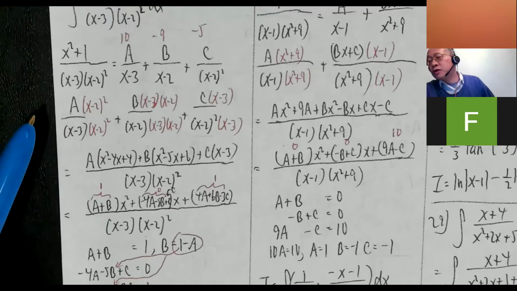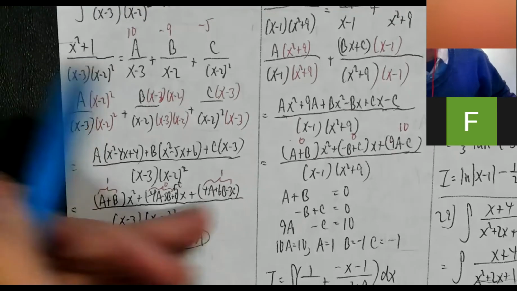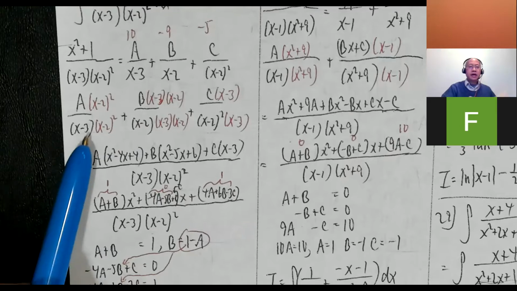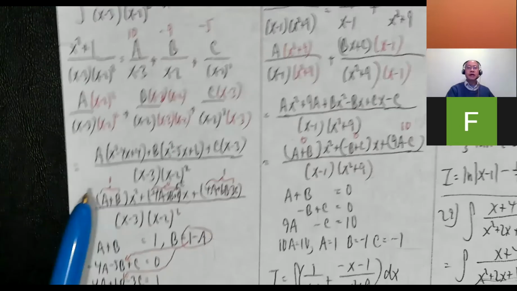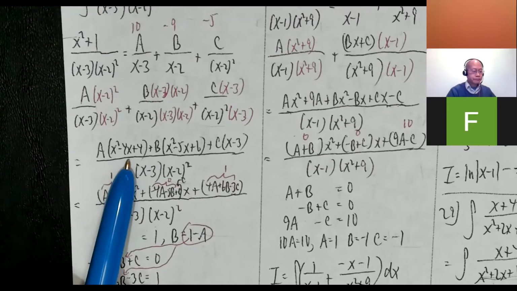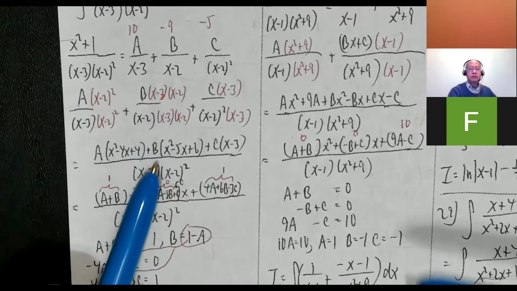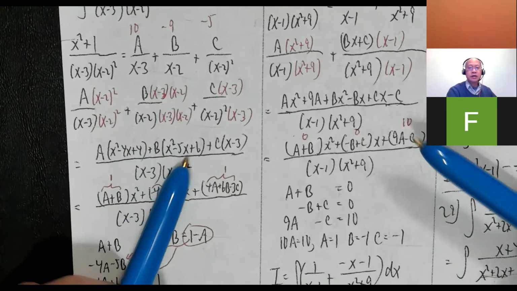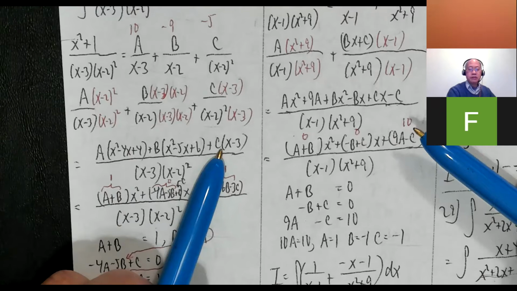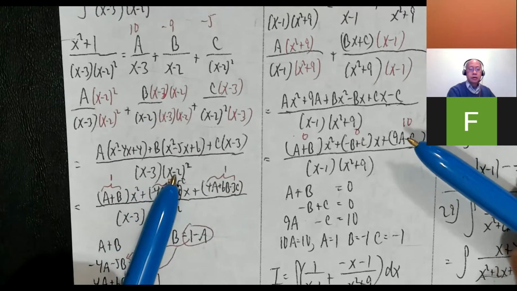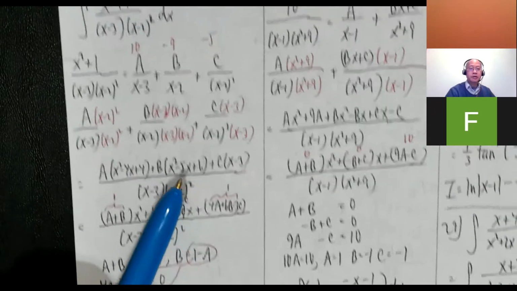Okay, and then I have to multiply all that stuff out, right? So multiply all this stuff out. A times x minus 2 squared is x squared minus 4x plus 4. B times x minus 3, x minus 2, is x squared minus 5x plus 6. C times x minus 3, all over x minus 3, x minus 2 squared. Okay, just the usual getting a common denominator stuff.